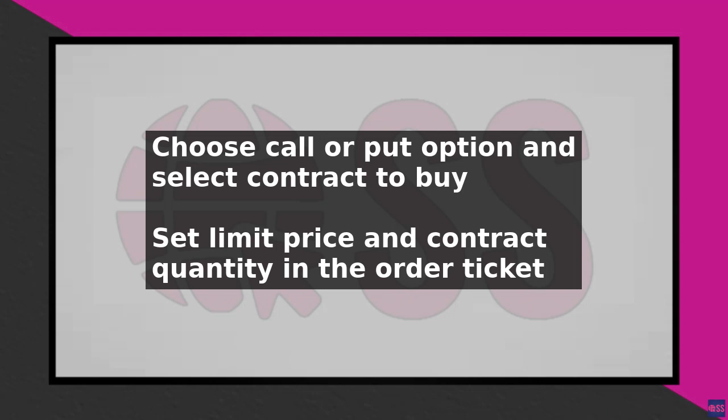After setting your limit price and contract quantity, click on the Review button to review your order. Make sure all the details are correct, including the stock symbol, options contract, number of contracts, and limit price. If everything is correct, click on the Confirm button to submit your order.